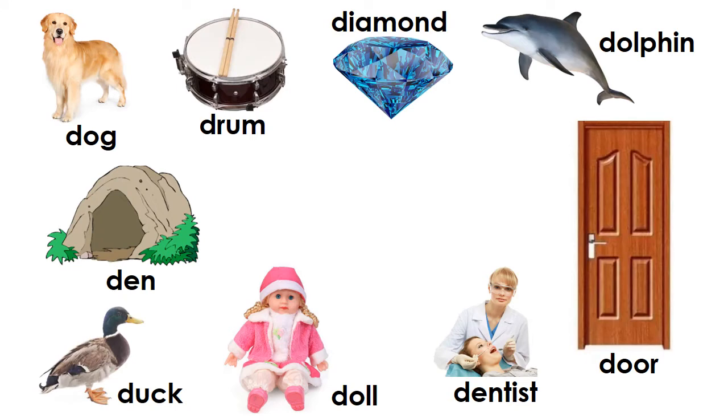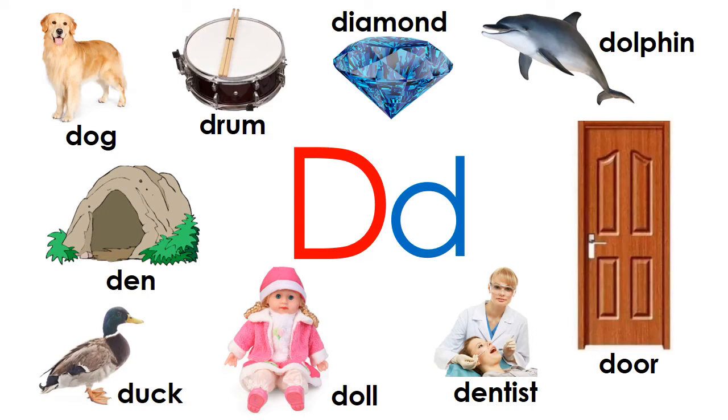Alright kids, next we have learned letter D. This is capital D. This is simple D. Now we'll see what are the pictures that begin with letter D. Dog, drum, diamond, dolphin, den, duck, doll, dentist, door.